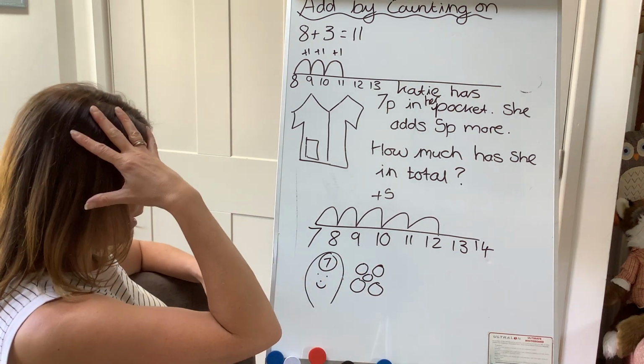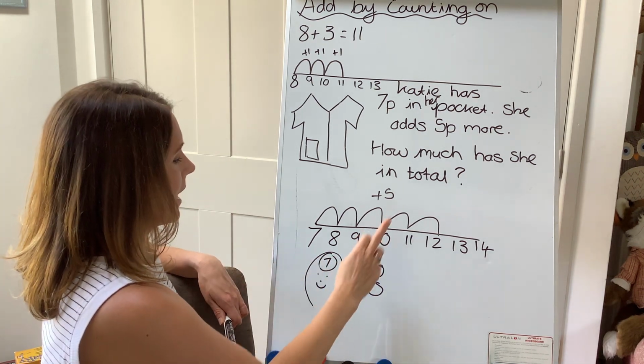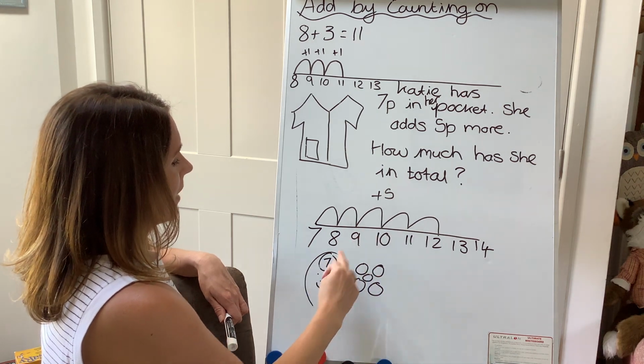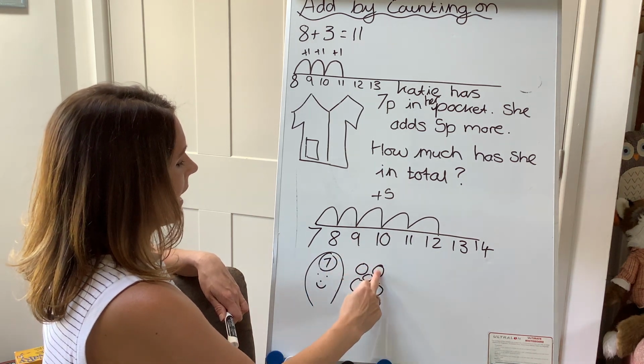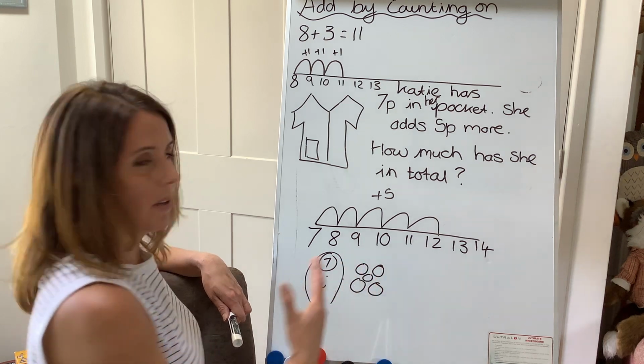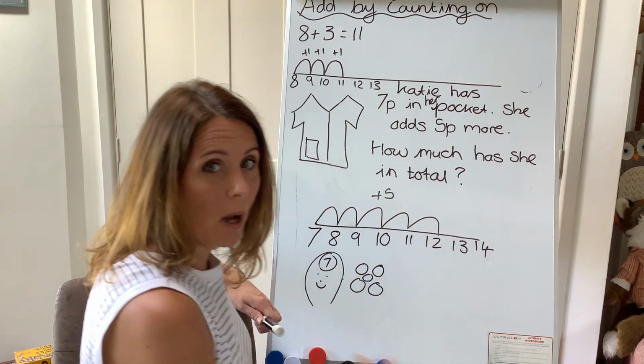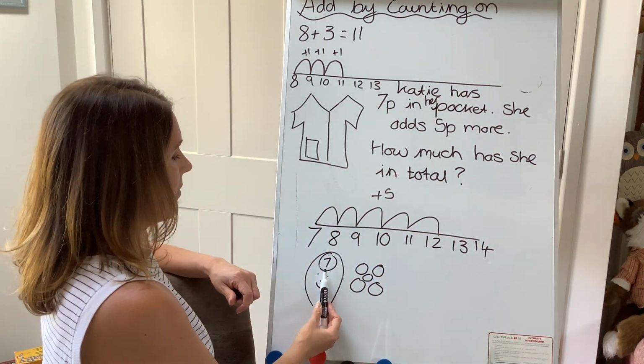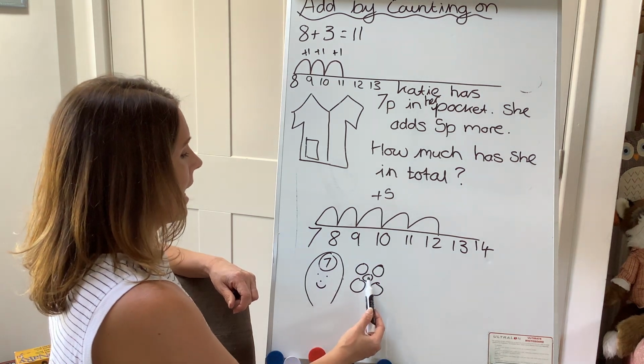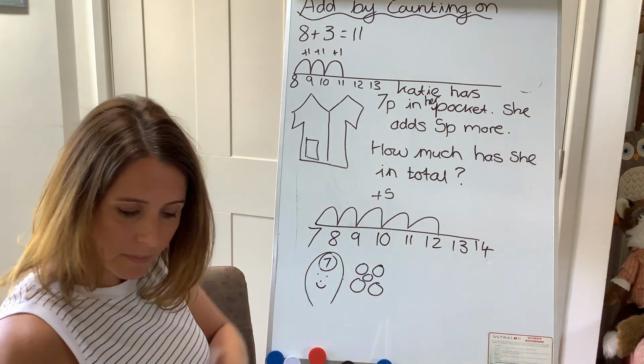So if we've got 7 in your head, you don't want to then say 7 in your head, 7, 8, 9, 10, 11. You must make sure you jump on and move forward to the next number. So it goes 7, 8, 9, 10, 11, 12.